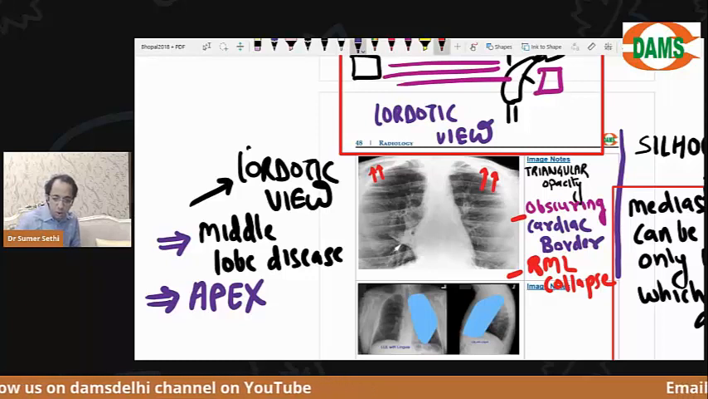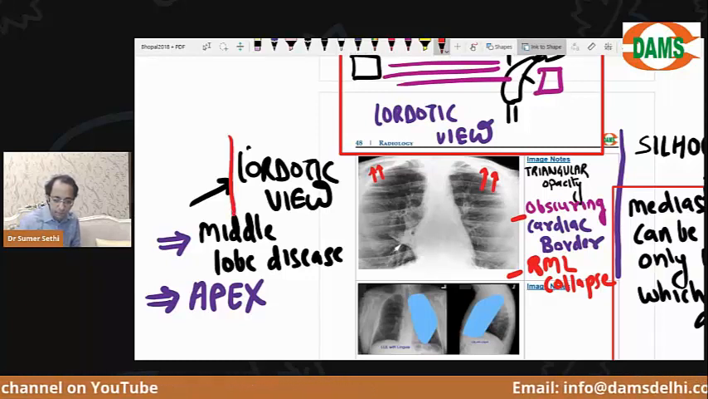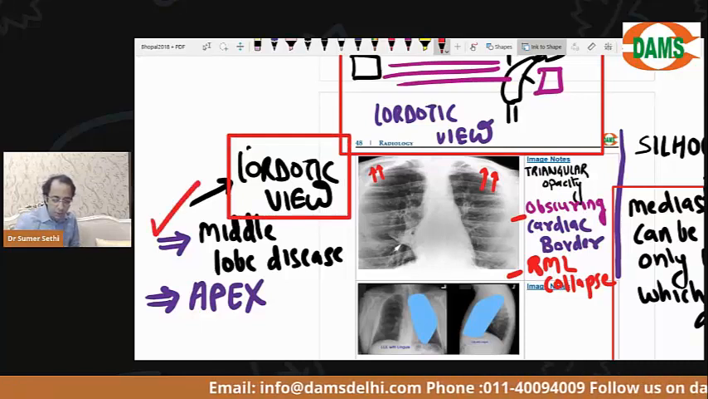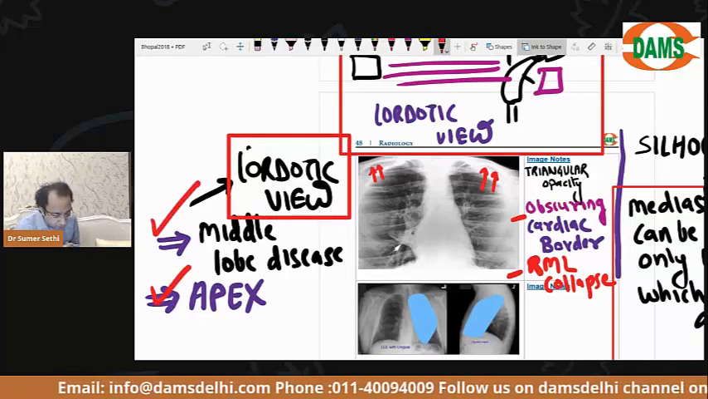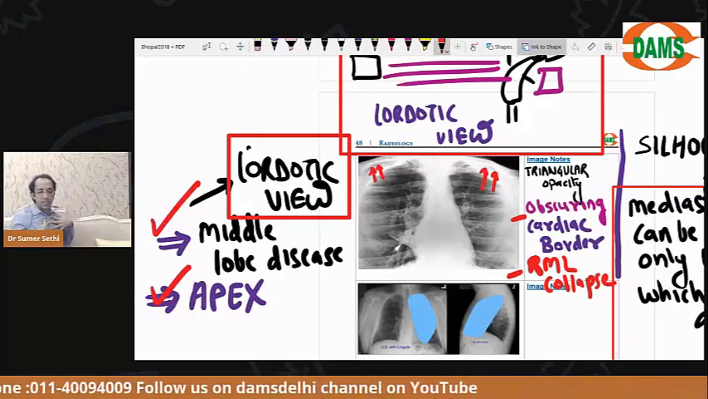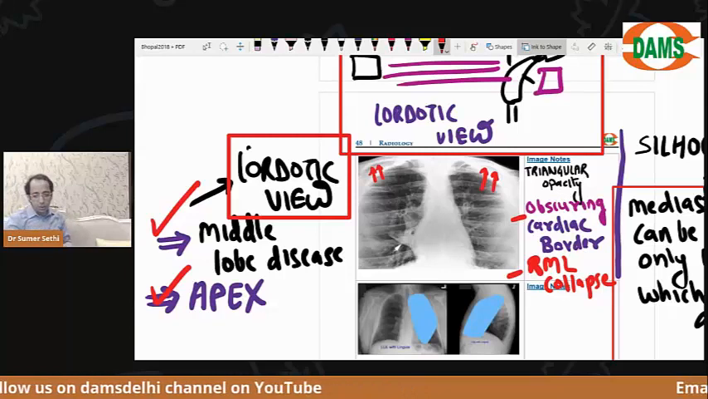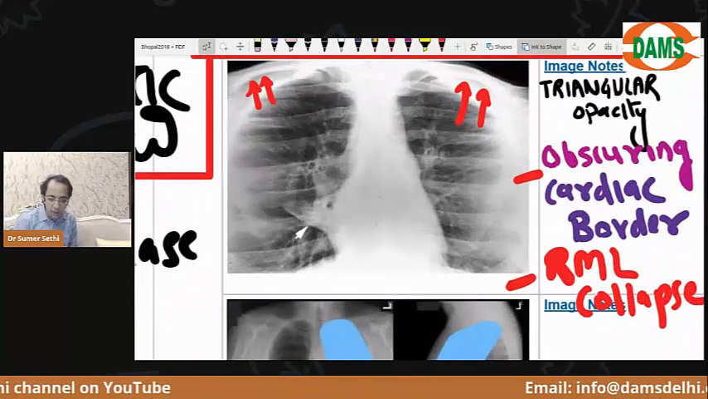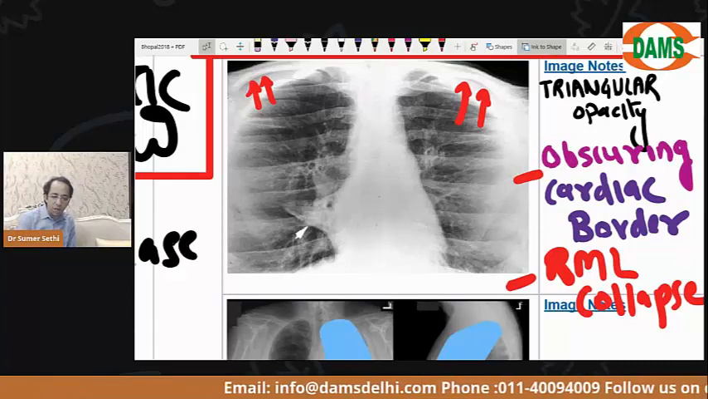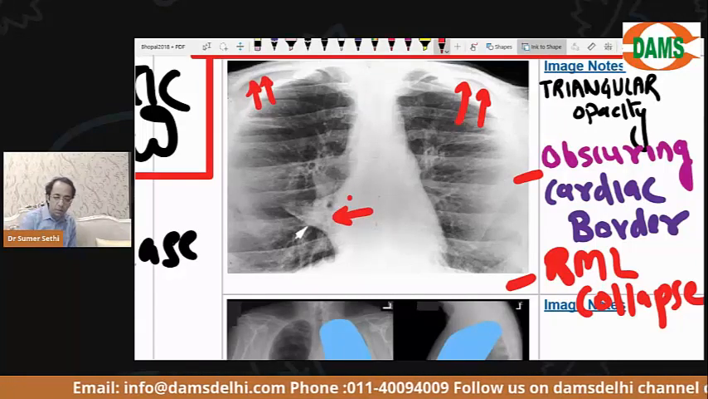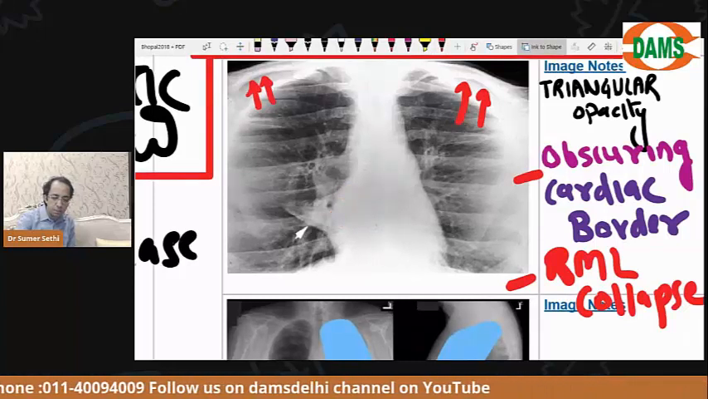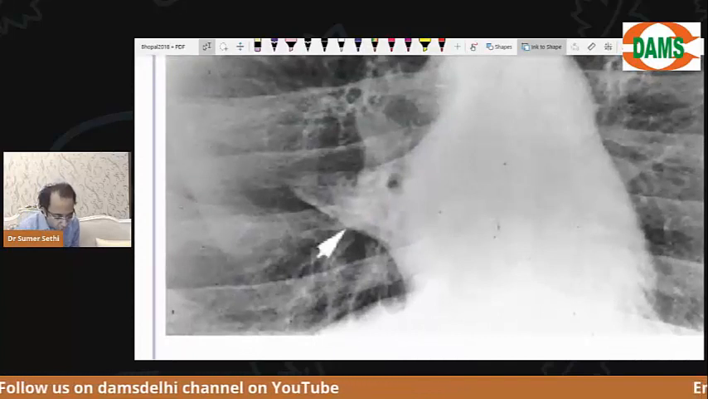So lordotic view is done for middle lobe disease as well as for apical pathologies. Film behind, rays from the front, patient in lordotic position. This is how this X-ray has been done. That is why it is not looking like a routine PA view. And why did we do it? Because we wanted to open up this middle lobe pathology and see it properly. So middle lobe disease is best evaluated by lordotic view.